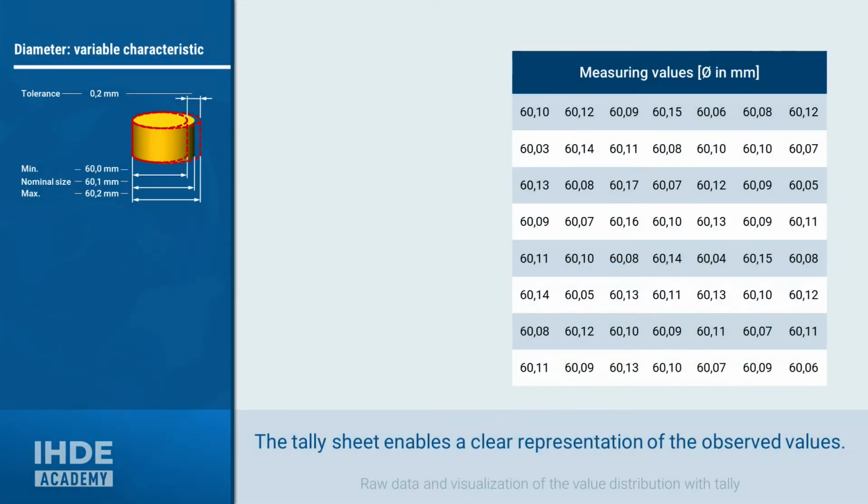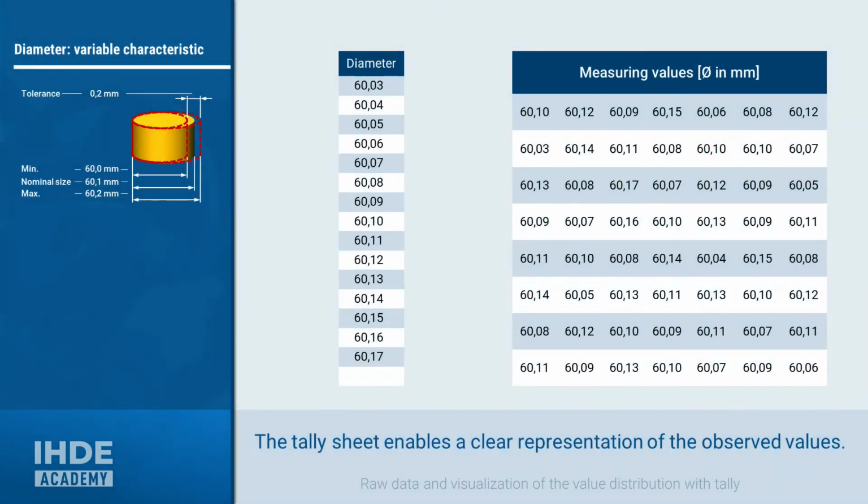The data is sorted by looking at the tolerance and the measured accuracy and forming appropriate intervals accordingly. Since the test characteristic has a tolerance of plus minus 0.1 mm, a measurement accuracy of 0.01 was selected here. Accordingly, the interval in our table is also 0.01 mm, starting at 60.03 and ending at 60.17.